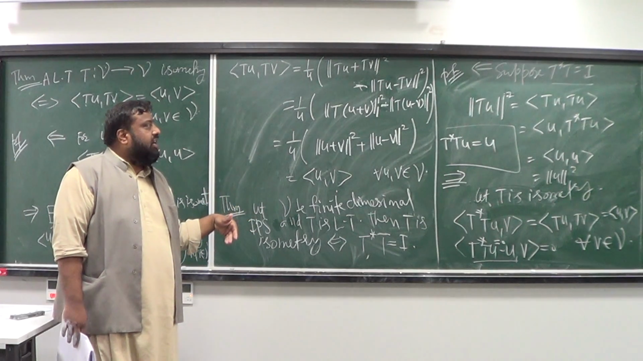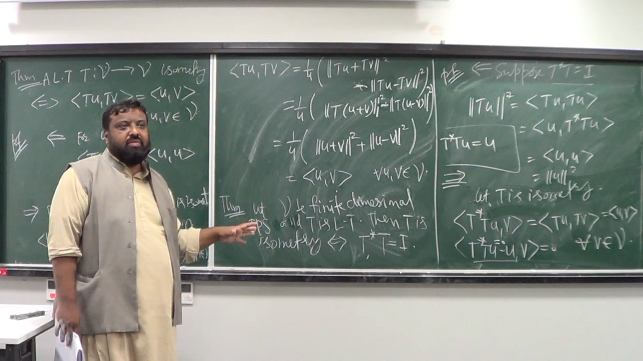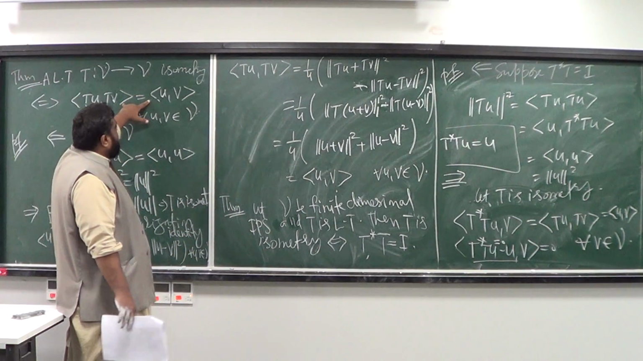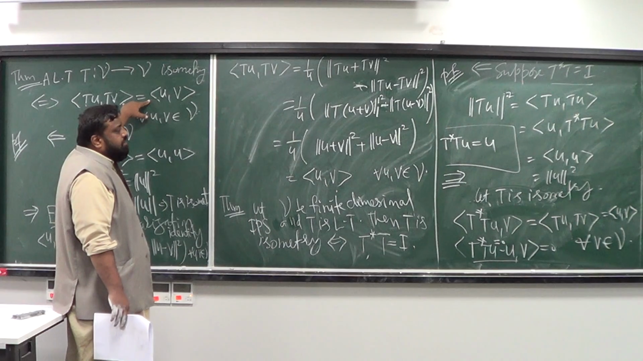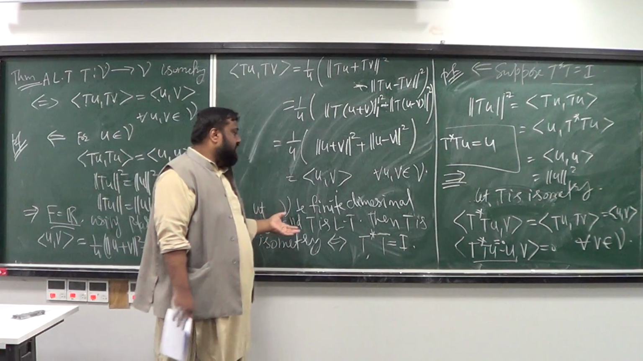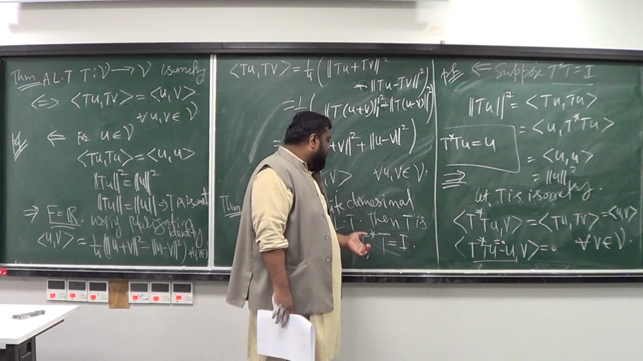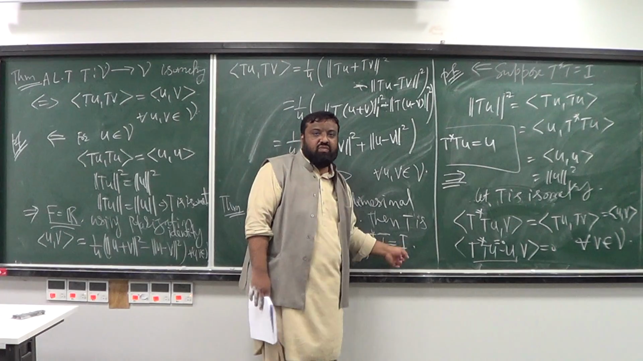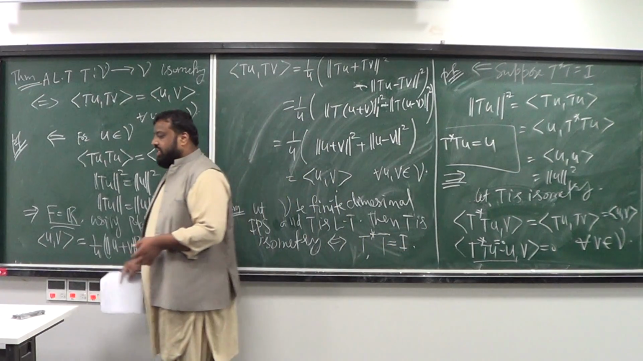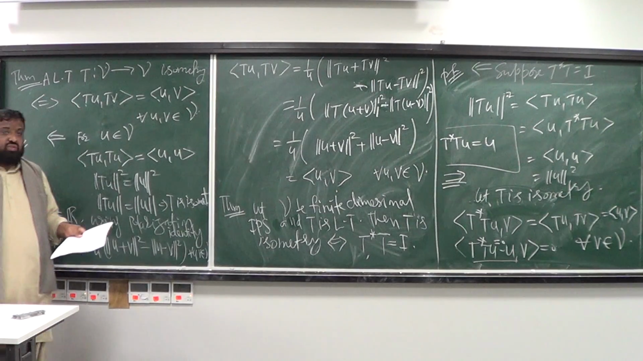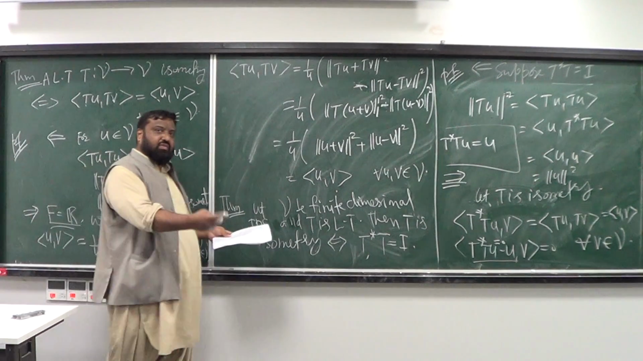And then we had two characterizations of isometries: an isometry is an inner product preserving map, and an isometry is such a map for which the adjoint composed with the transformation itself is always the identity. So in other words, the adjoint is a left inverse of the isometry.